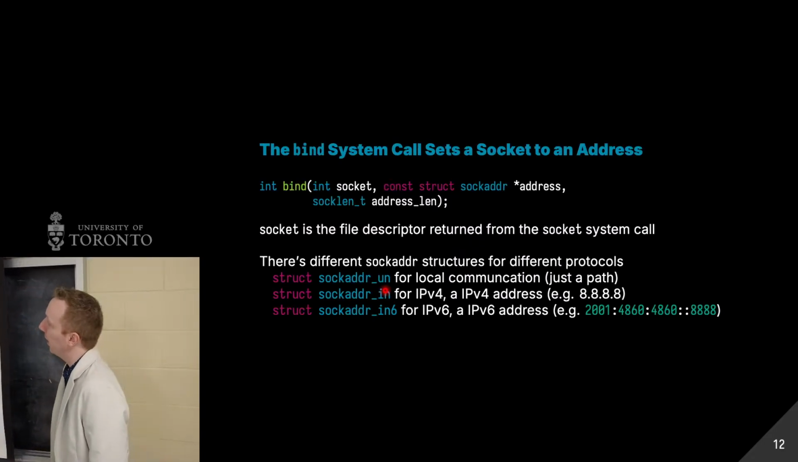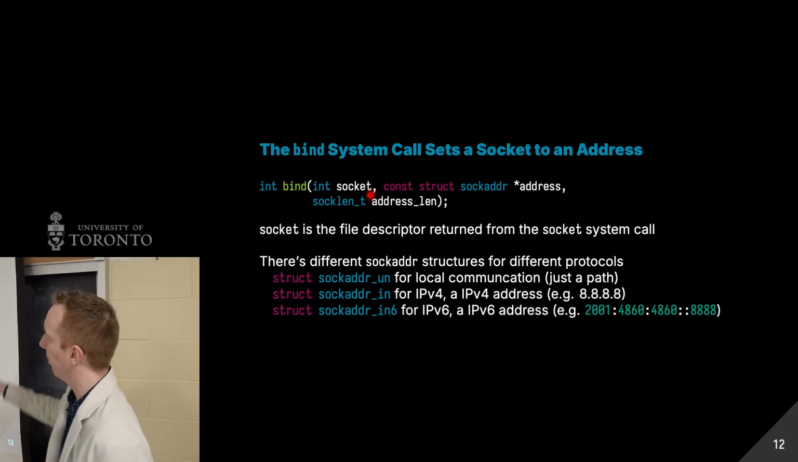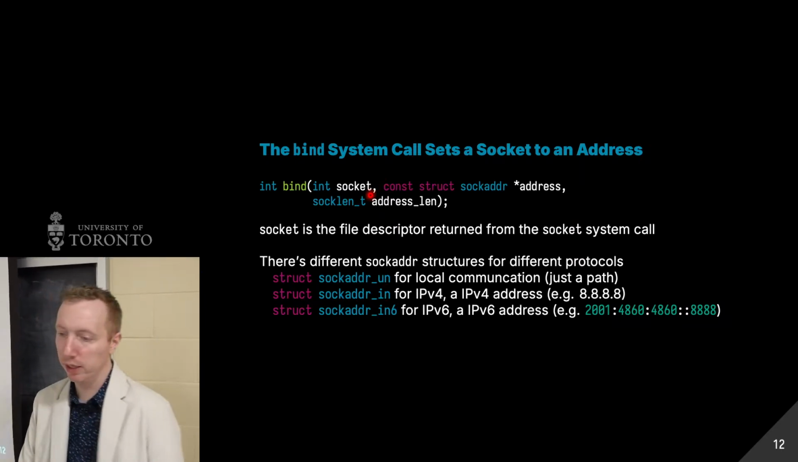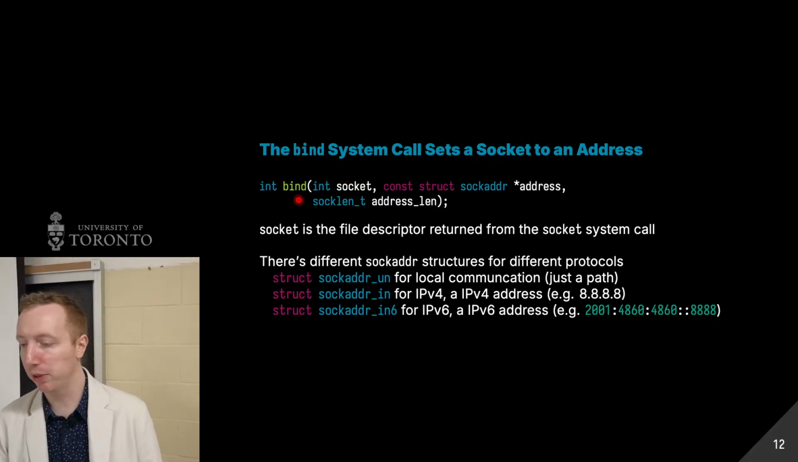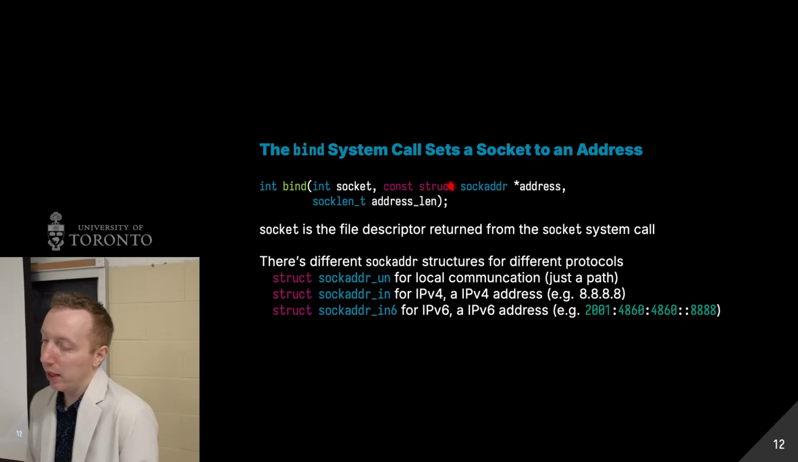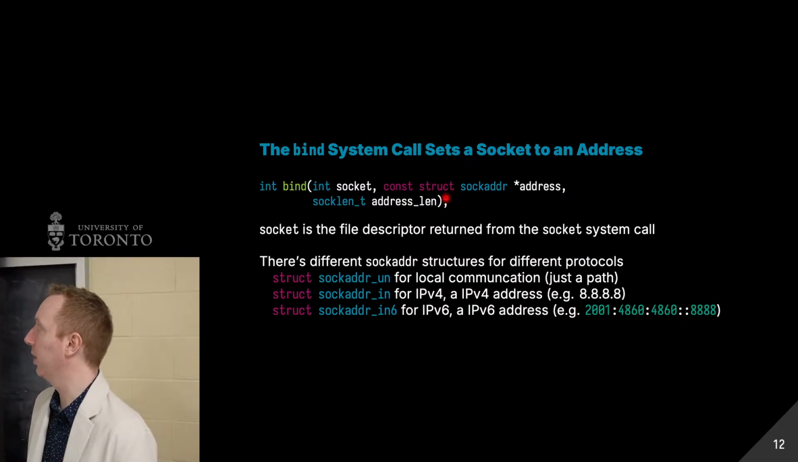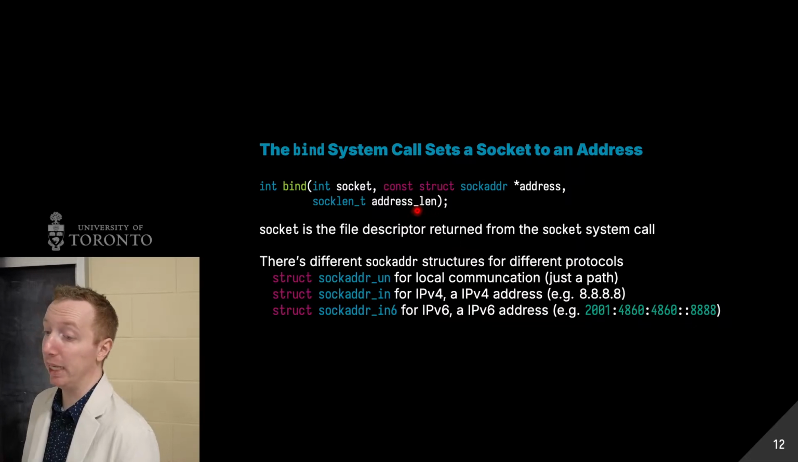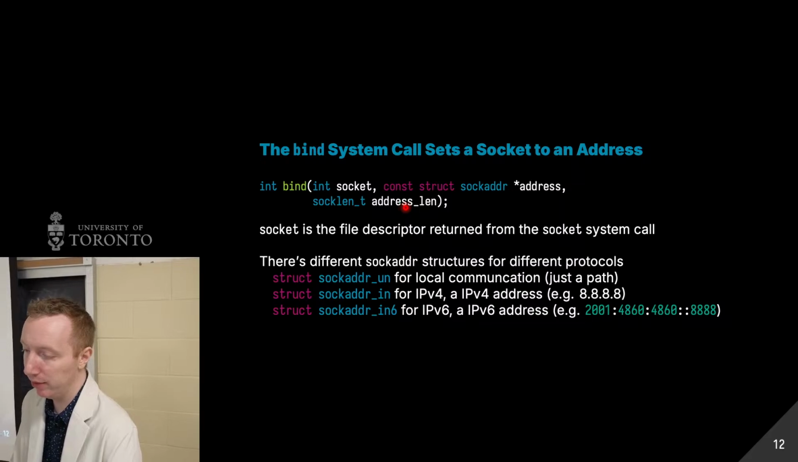So the next step is that bind system call. It takes 3 arguments and it's C, so it looks a bit ugly. That socket system call always returns you a new file descriptor. So you do bind, you give it the file descriptor you got back from that socket system call. And then because it's C, you have to give it the pointer to the sockaddr structure and tell it how many bytes long that structure is.